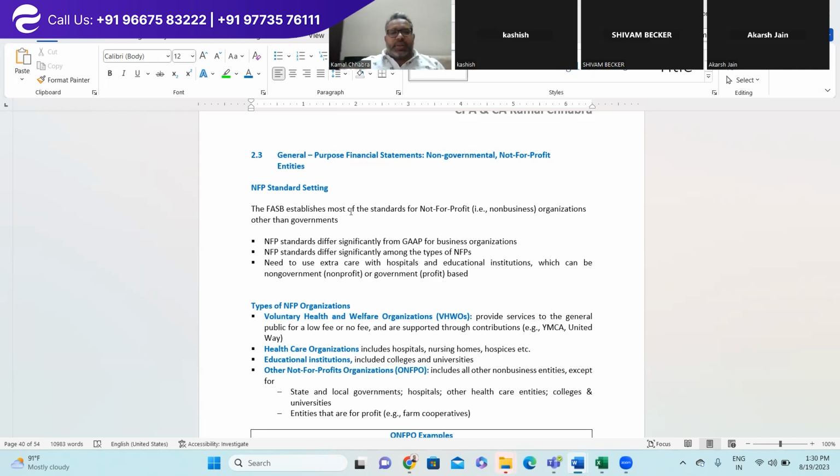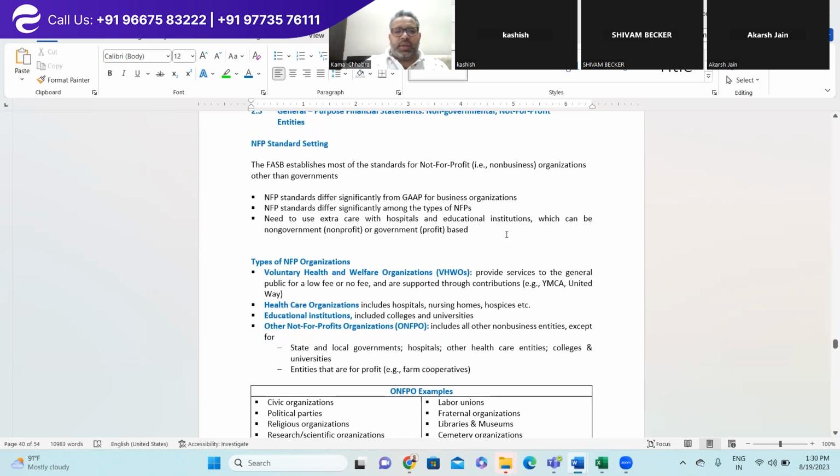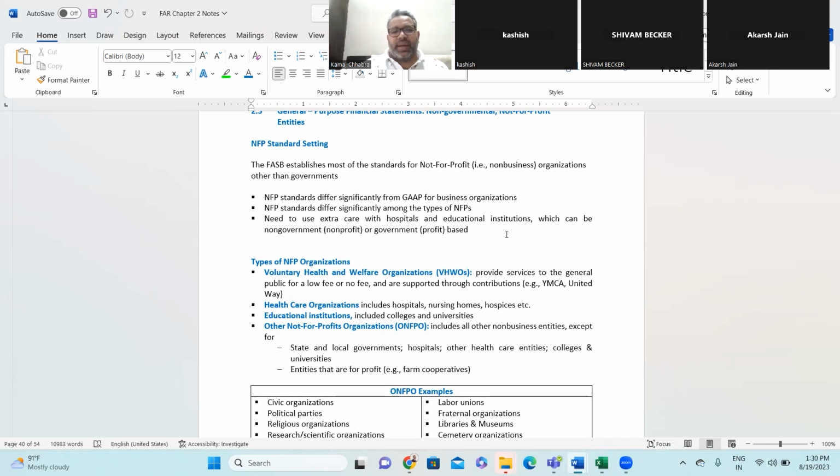So this is the same concept here. The FASB established most of the standards for not-for-profit organizations other than government. Not-for-profit standards differ significantly from GAAP for business organizations. So these are slightly different from the GAAP which we use for business entities. Here you need to be more conscious, because sometimes students get confused about the treatment of the same item for a for-profit organization and a not-for-profit organization, which is different. So if the question is for a not-for-profit organization, you need to consciously think according to the not-for-profit organization rules, right?